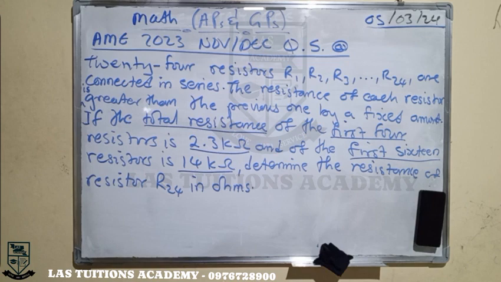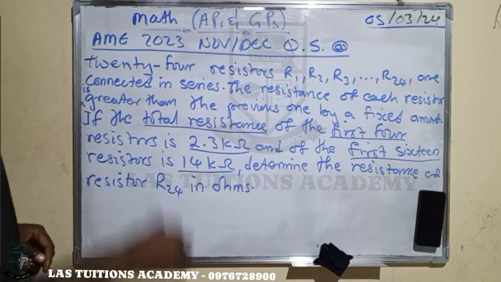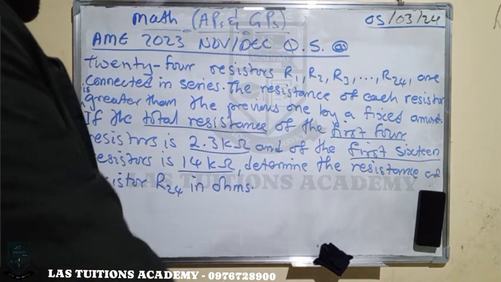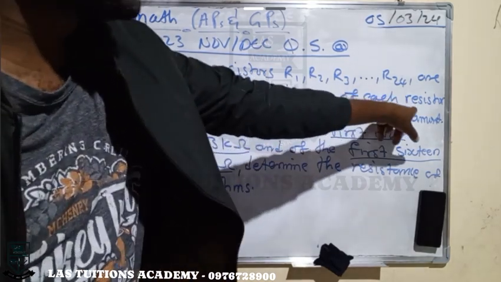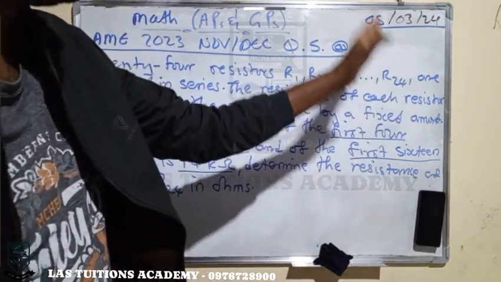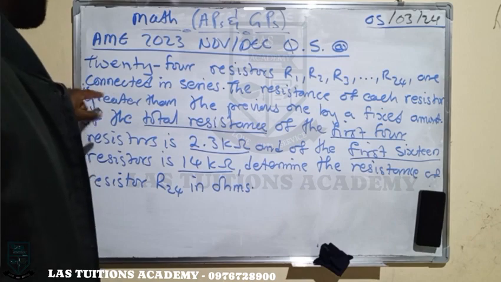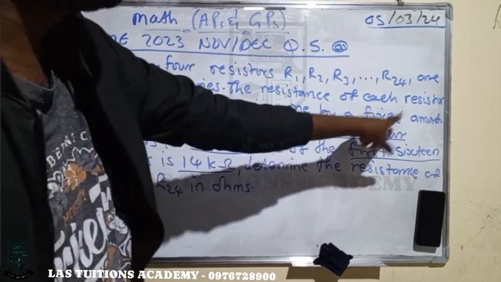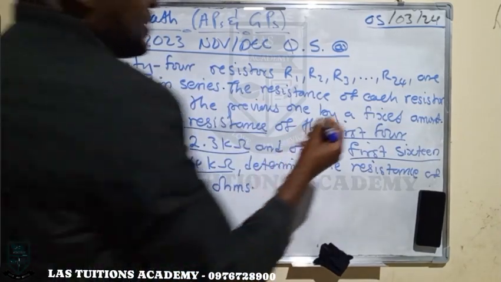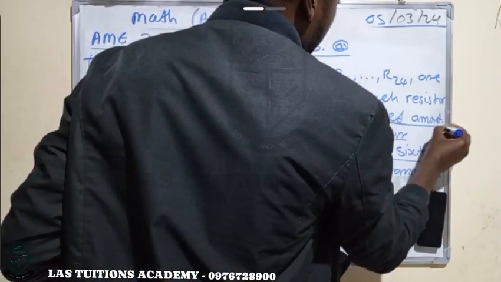Common difference. If it's a fixed amount, which means no matter what you do, if you subtract, you still get the same thing. Great. So you're saying the resistance of each resistor is greater than the previous one by a fixed amount. The key word here is a fixed amount.